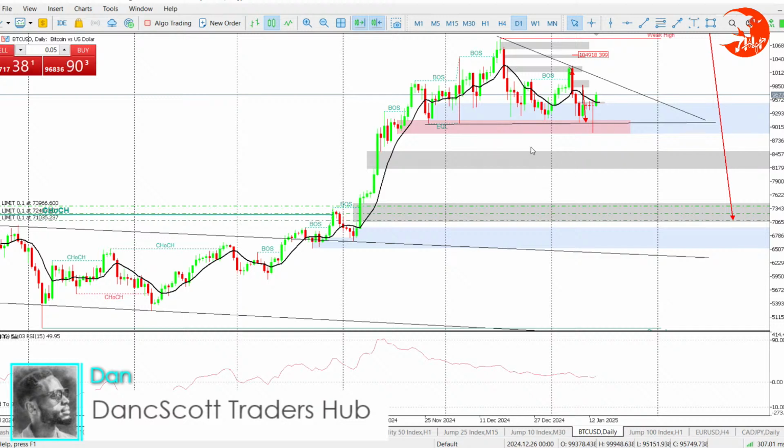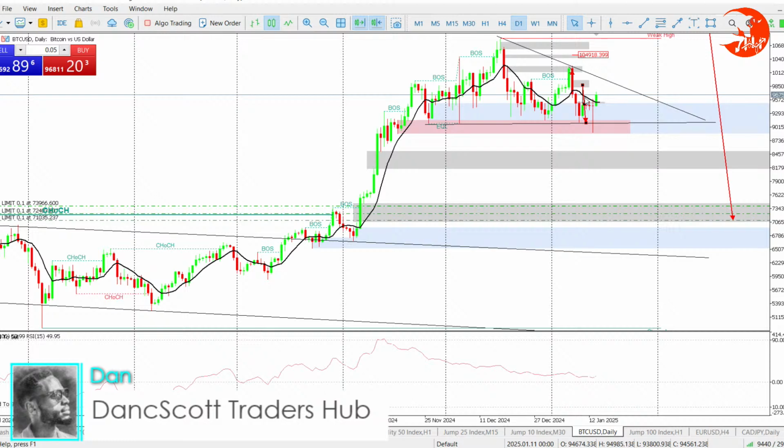This descending triangle, you want to realize it is created after getting ourselves a higher high right there, an all-time high. This is an all-time high. ATH right there, that is our all-time high at 100 and something thousand. So that's where we are currently as our ATH.